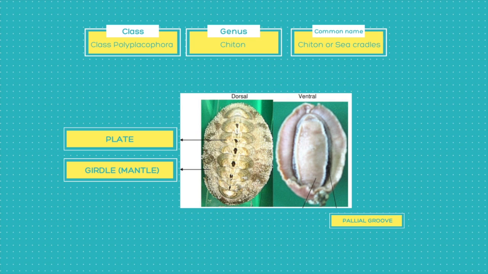In its ventral view, we get to see the pallial groove, which separates the foot from the girdle, and in the middle we see the very prominent structure called the foot, which the creature uses to move.